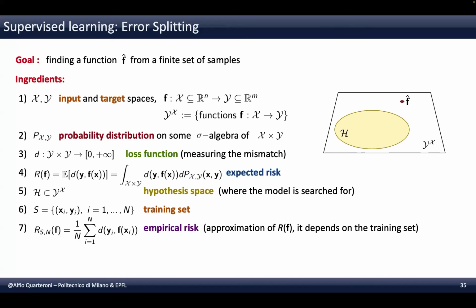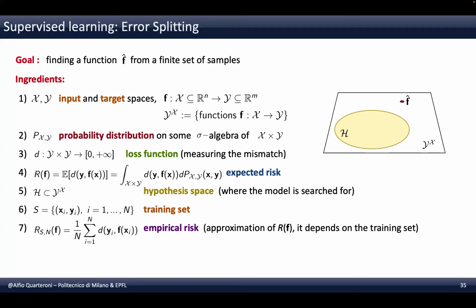Assume that you have a probability distribution on the Cartesian product X cross Y. You have a distance which measures the mismatch. So this is the loss function, for instance, and you have the expected risk. The expected risk can be defined as R of f. The risk R is the integral over X cross Y of the distance between y and f of x. So x is any input data, f of x is what your model predicts, and y is the truth, the ground truth, say. And this integral is the expected risk.